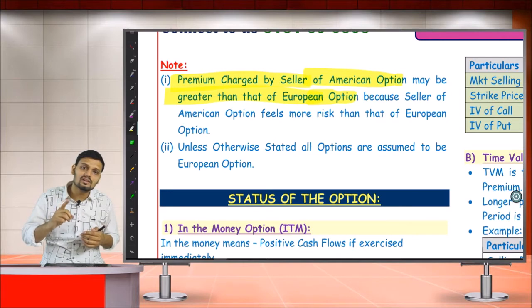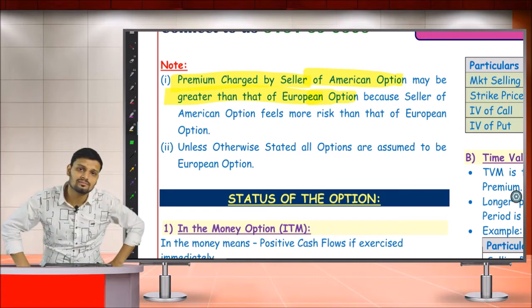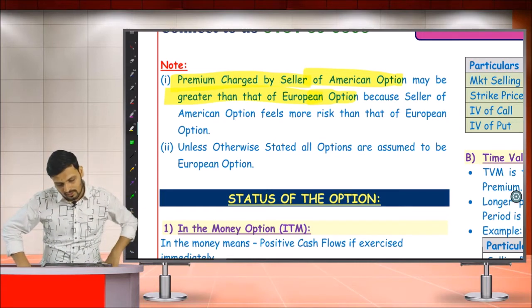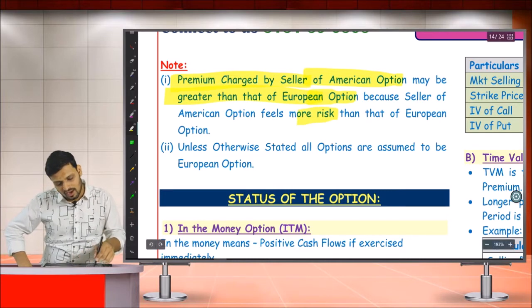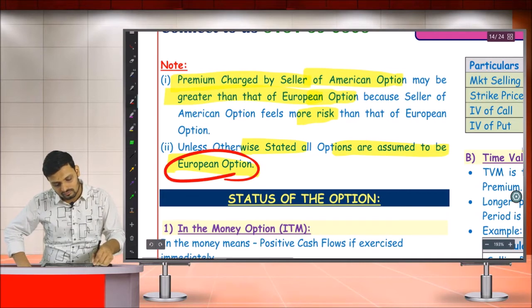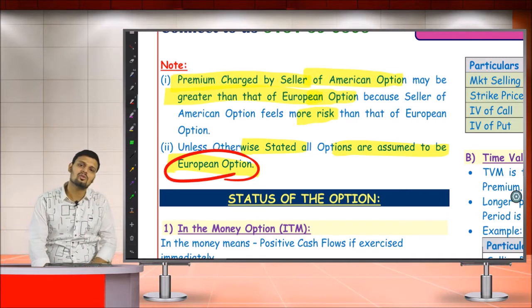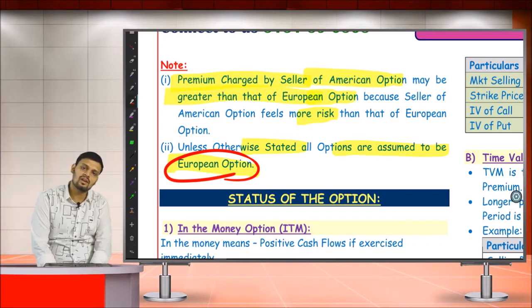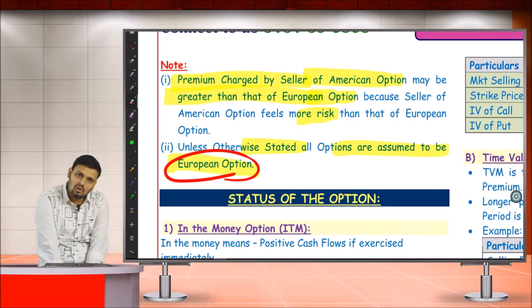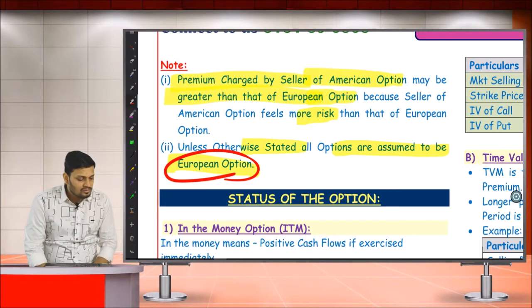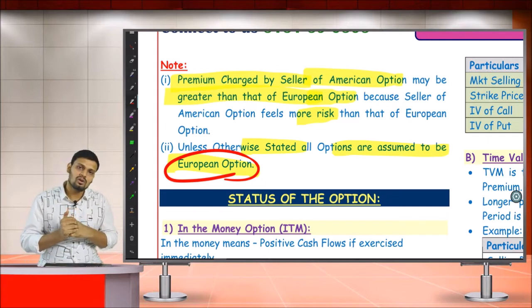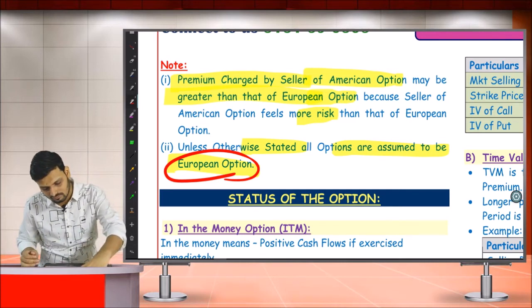Hence, who is at more risk? American option seller is at more risk when compared to European option seller. Unless otherwise stated, all options are assumed to be European option. So in our syllabus, generally they will ask you questions only from European options, because even in India, we are having only European options. What is European option? European option means you can exercise or lapse only on the expiry date, not before that.